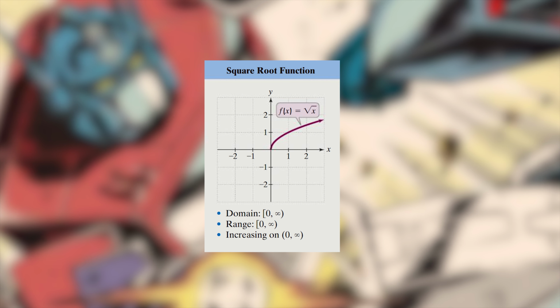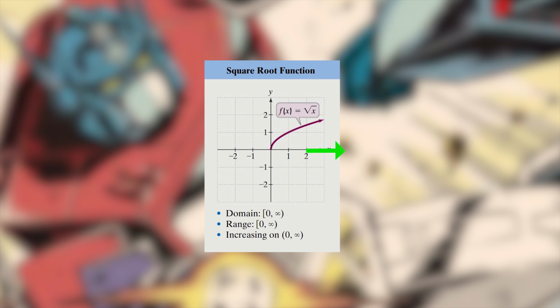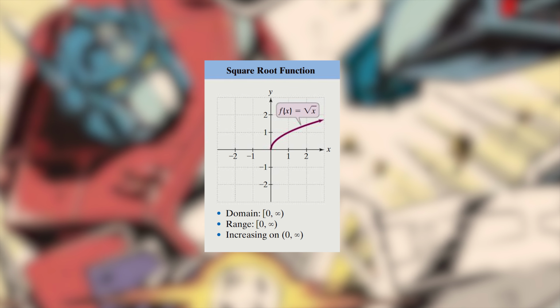Next is the square root function. The domain and the range for this function goes from 0 to infinity. This means you can only put numbers greater than 0 into our function in order to not break it. And it will only spit out numbers greater than 0. Although it may be hard to tell, this function is also increasing from left to right.